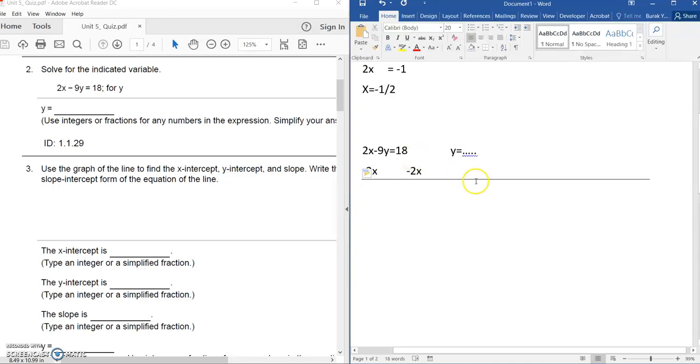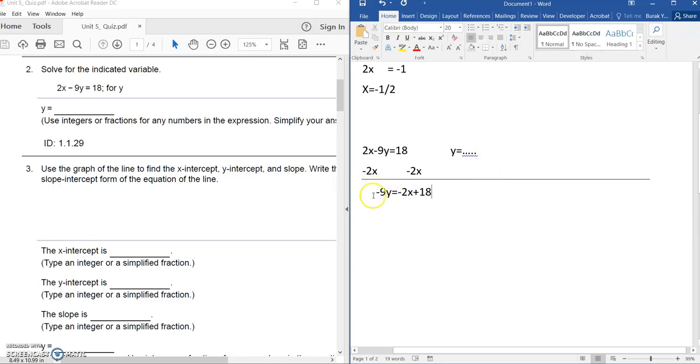If I subtract 2x from both sides, then 2x minus 2x will cancel out. So I will have just negative 9y equals 18 and negative 2x. I can't really subtract them. This is not 16x, because this has an x, this is just a constant. They're not like terms, so I would have to write negative 2x plus 18. So I'm closer to my goal, writing this as y equals everything else on this side.